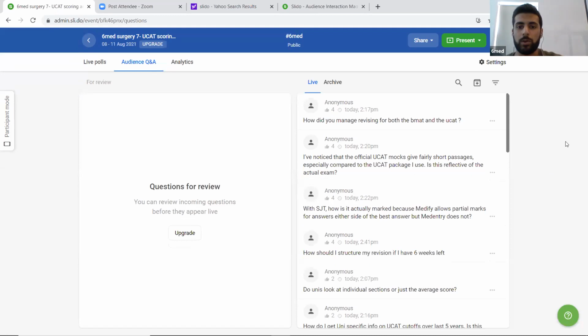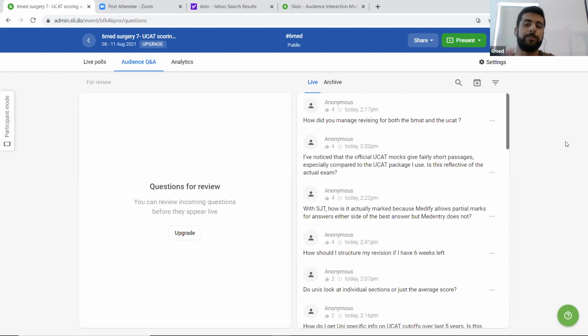Okay. So how did I manage revising for both the BMAT and the UCAT? If I remember correctly, I only had a short overlap period. I did my UCAT relatively early, so I basically focused on UCAT mainly. As I got closer, I started to look at the BMAT, and that worked out quite well for me.